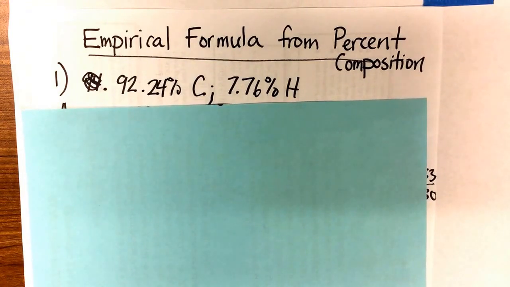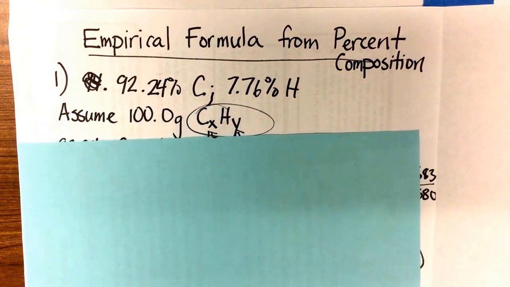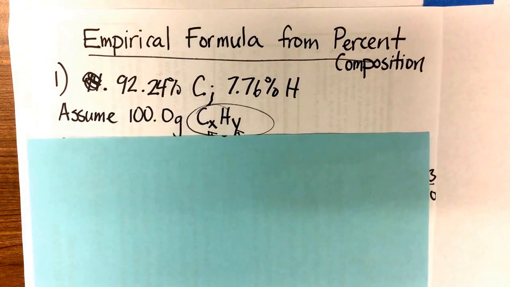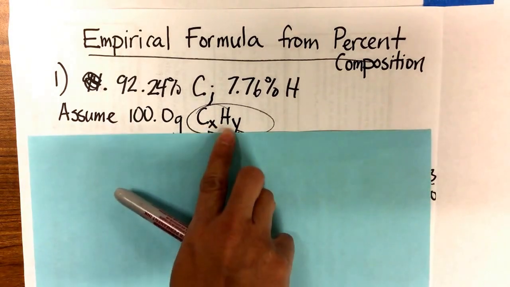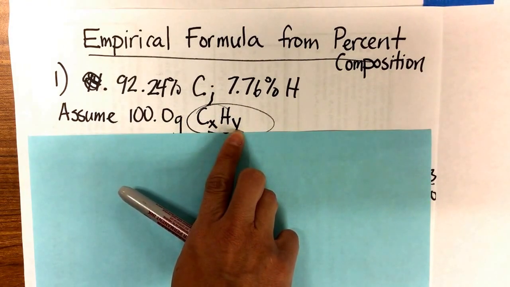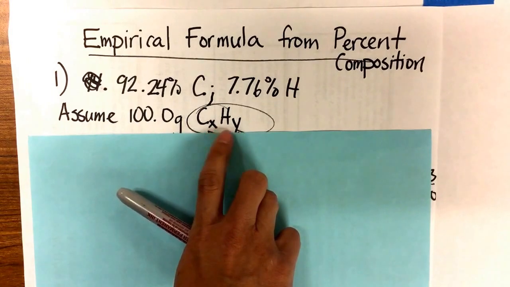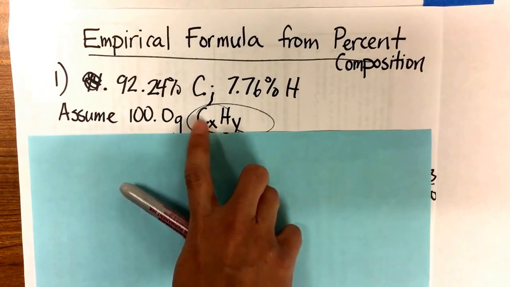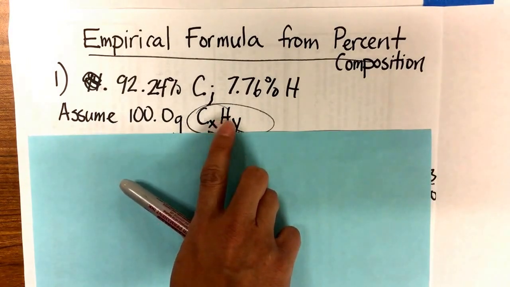The first thing you need to understand is percentages are based off of 100. So it's ratioed to 100, so you're looking at 100 grams. What you want to do is assume 100 grams of this unknown compound that has carbon and hydrogen. We don't know what X is yet. We don't know what Y is. We're trying to find those 2 mole values, moles of carbon and moles of hydrogen.